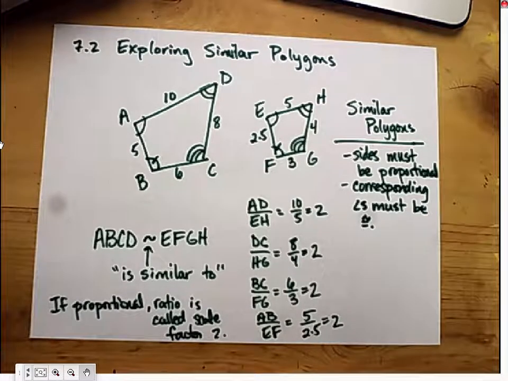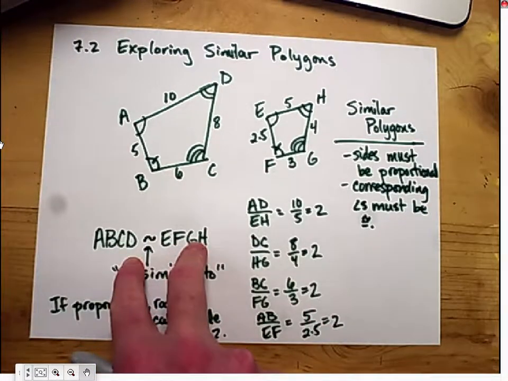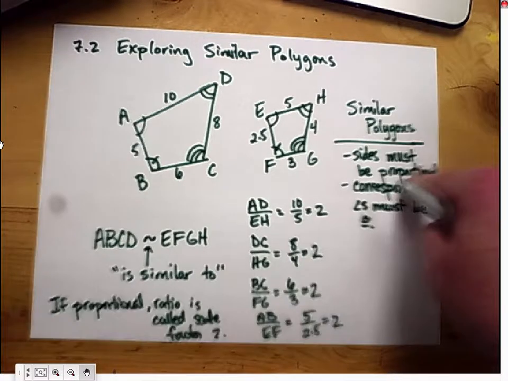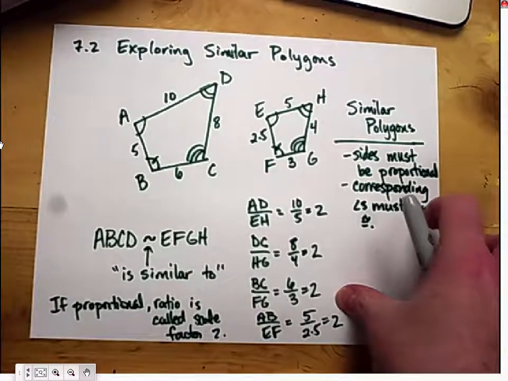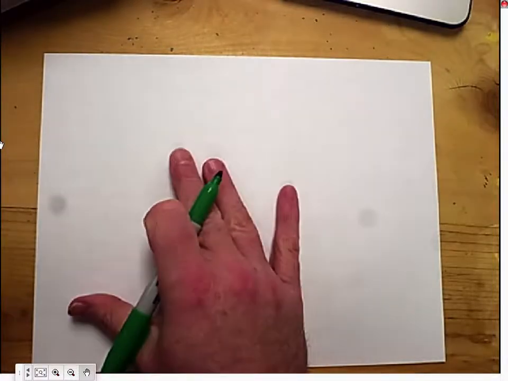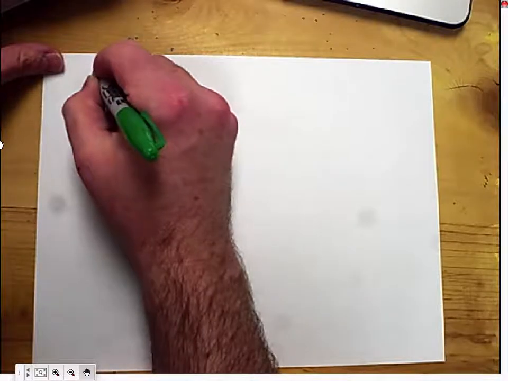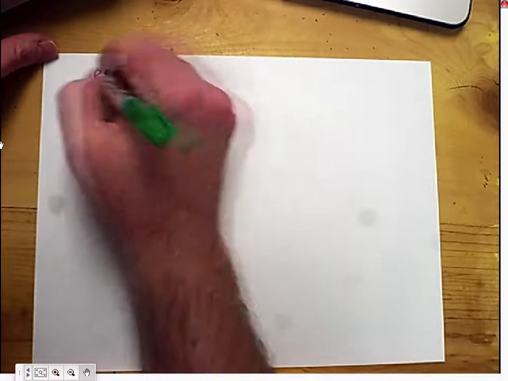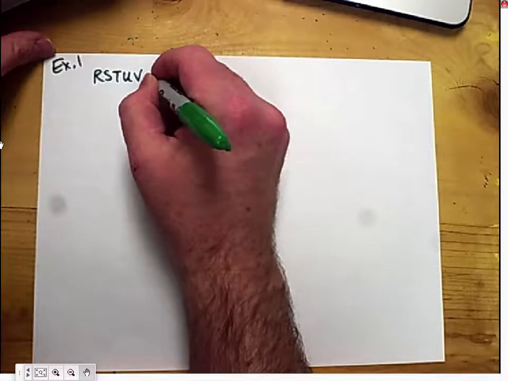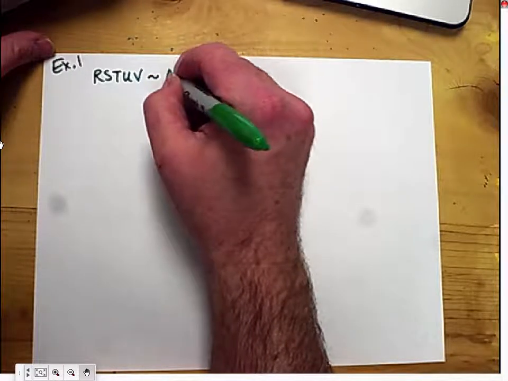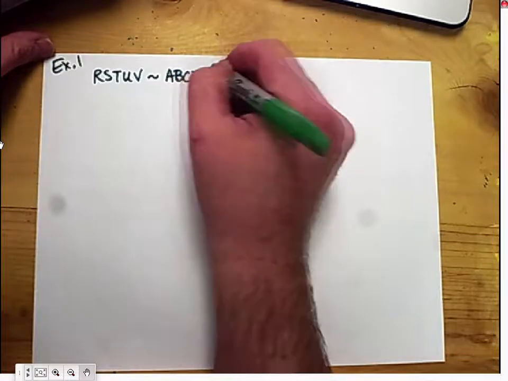Now, if you were just told they're similar, like you are here, then you know all this. You know the sides are proportional. You know the angles are congruent, okay? So, we're only going to do 2 examples here. All right, so I'm going to tell you RSTUV, this is example 1, is similar to polygon A, B, C, D, E.